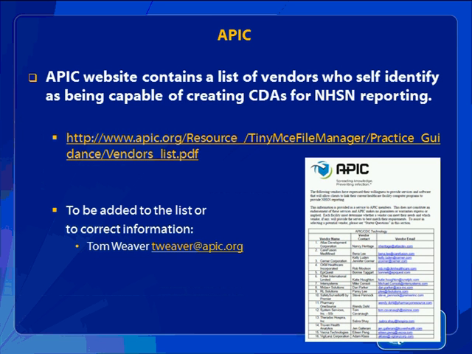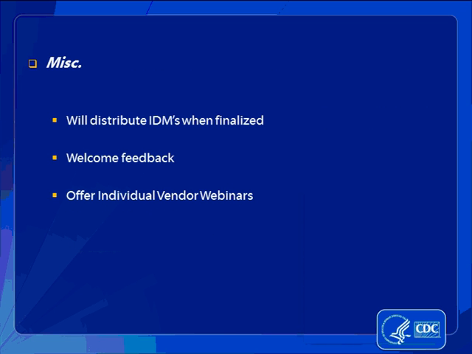And then we're also doing a CDA for IPs session during the conference, which will be good. Also about APIC, in case you're a new vendor who's not aware of this, APIC does keep a list of vendors who tell them they're able to make CDAs to send to NHSN, and that's a PDF that they keep posted on their website. You see a screenshot there on the right side of the screen. The link is a little blocked there, but in the version of the slides that we sent out, you should be able to link to that on their surveillance resources website. And if your company is not listed on this and you'd like to be added, you can contact Tom Weaver at APIC using that contact information.